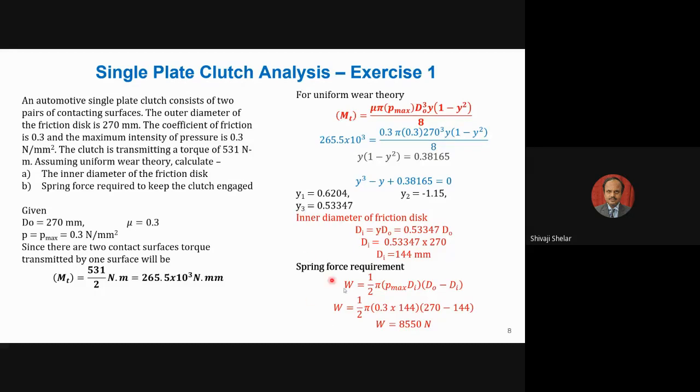This formula we already know: axial force is equal to 1/2 pi P max into di into do minus di. This formula is applicable from the uniform wear theory, giving the axial force requirement. P max is 0.33, di you have calculated right now as 144 mm, and do is 270, so 270 minus 144. You require a force of around 8.55 kilonewton, that is 8550 newton. If your springs provide an axial force of 8550 newton, then your clutch will always remain in the engaged condition.